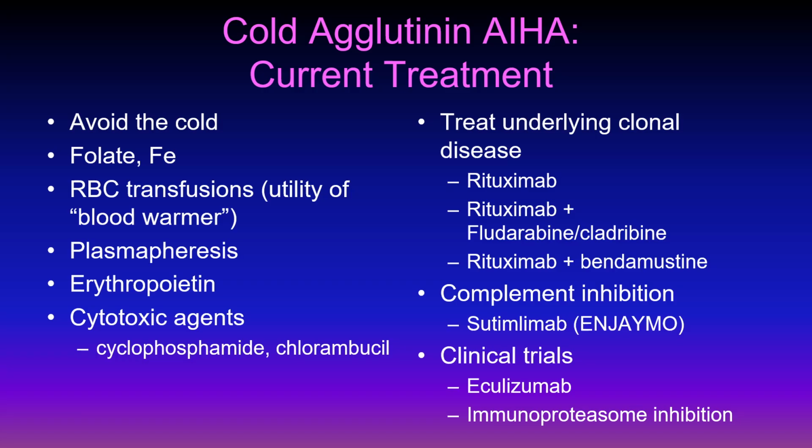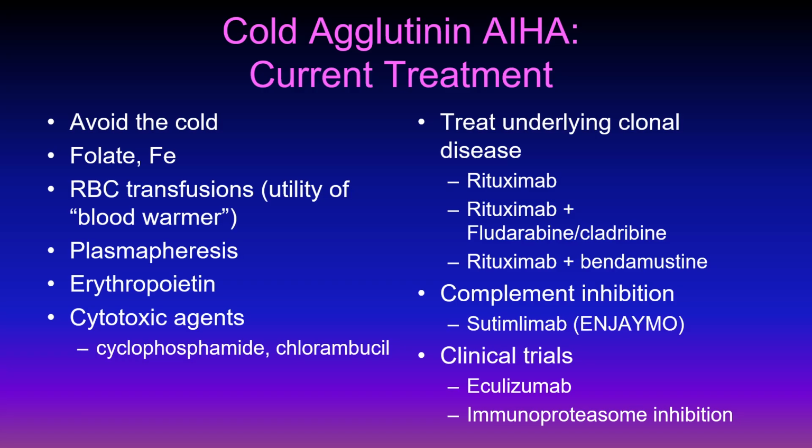This is a blood procedure where we take off the antibody causing the disease. This is a transient benefit, but sometimes it works quite well. The hormone erythropoietin, as I mentioned to you before, can stimulate red cell production. There are chemotherapy agents which are low grade called cyclophosphamide or the old agent chlorambucil.